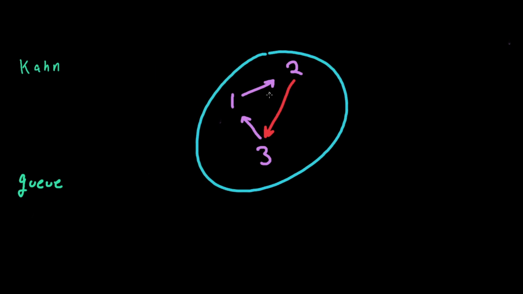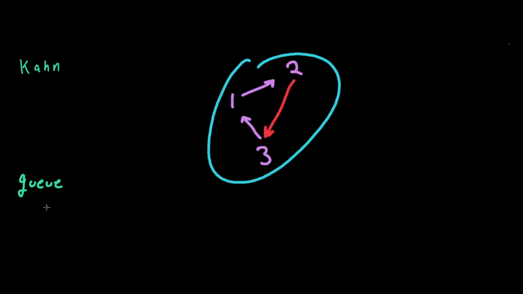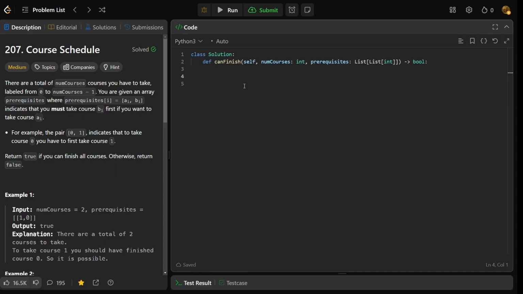And now we're left with only this. All of these nodes have incoming edges. We can't add anything to our queue, and we can't remove anything from the graph. In this situation, we know we have a cycle. So in this case, we'll return false. So let's start coding up our solution.